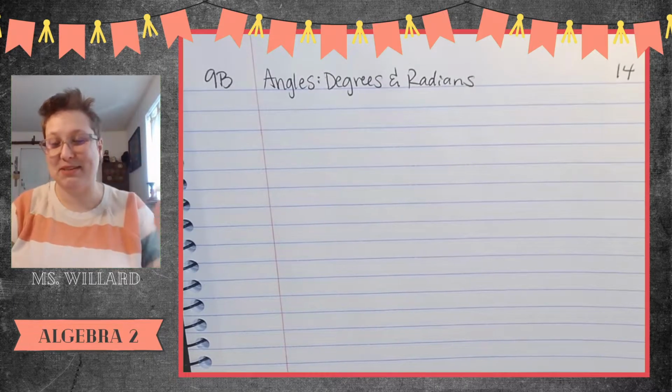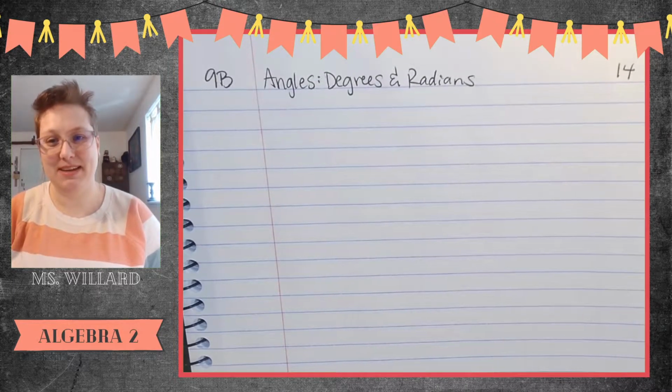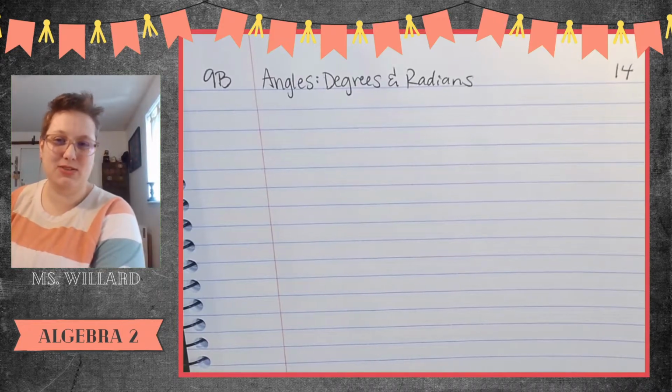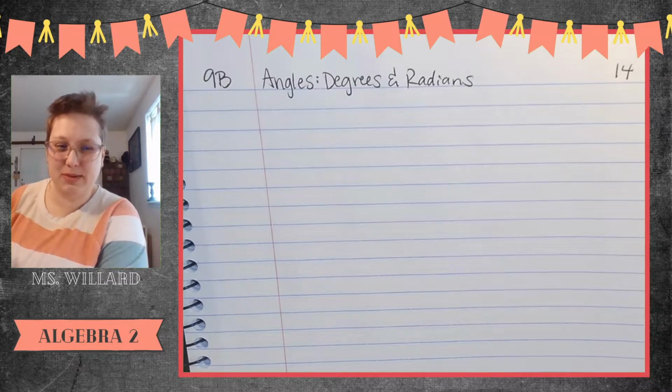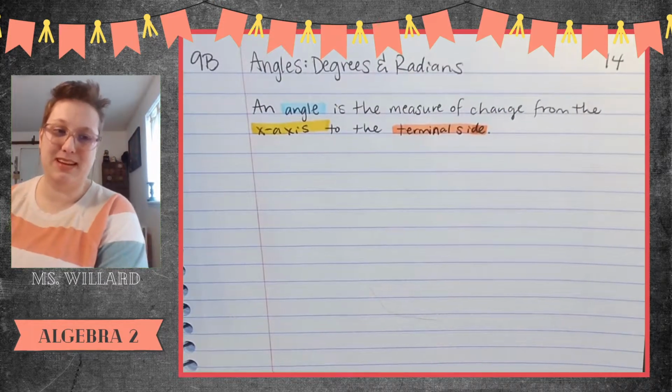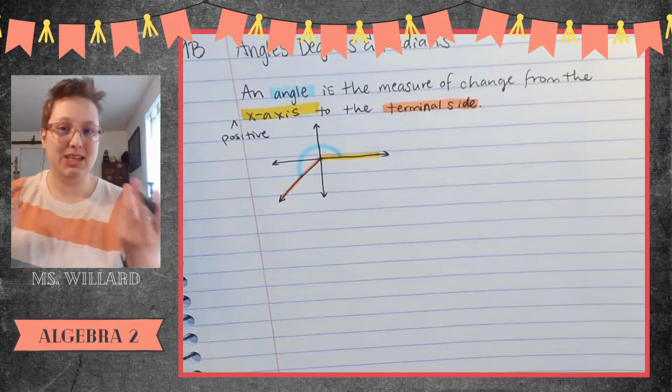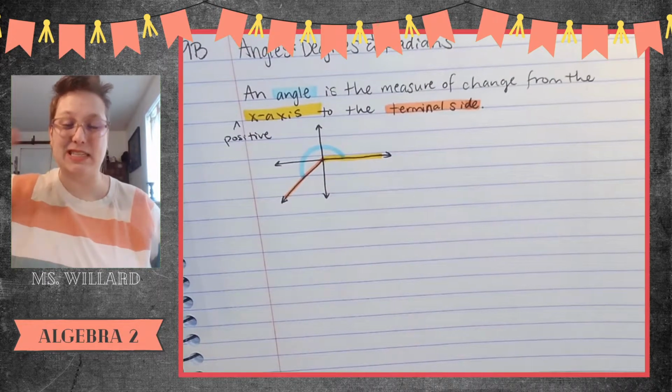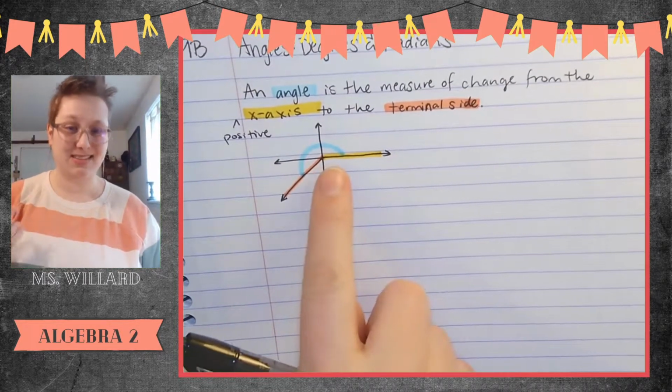All right, y'all. Let's talk about degrees and radians. You already kind of know what an angle is, but let's use our specific Algebra 2 language really quick. So officially, an angle is the measure of change from the x-axis to the terminal side. Let me draw that for you. So it'll look like this. And I specifically forgot to mention, sorry, it's the positive x-axis. It's not any x-axis, it's this one.